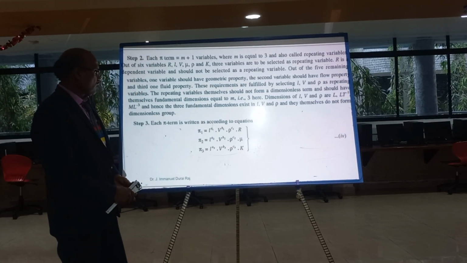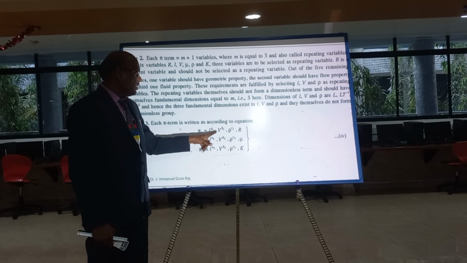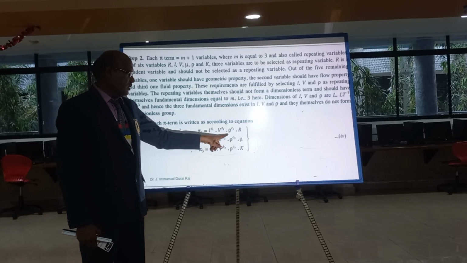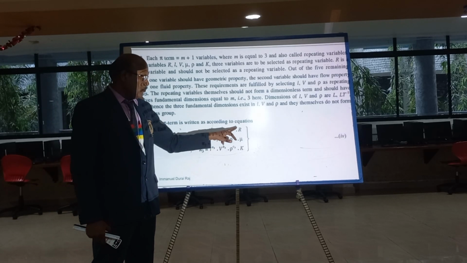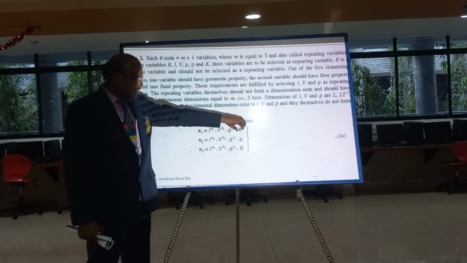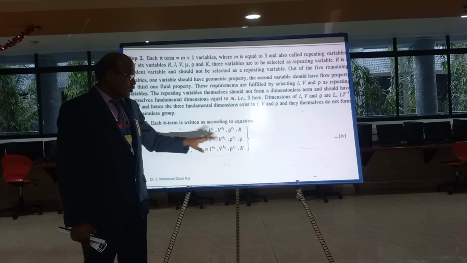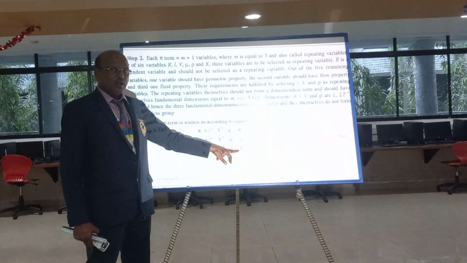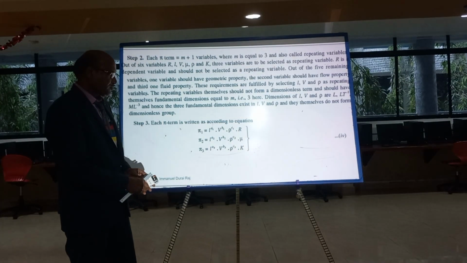So length, velocity, density are all available in the problem. Now you can see all the 6 here: 1, 2, 3, 4, 5, 6. This is the dependent parameter, and these 3 are the repeating variables. So in total you have 6 parameters.